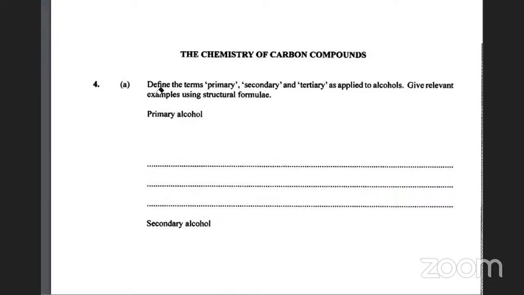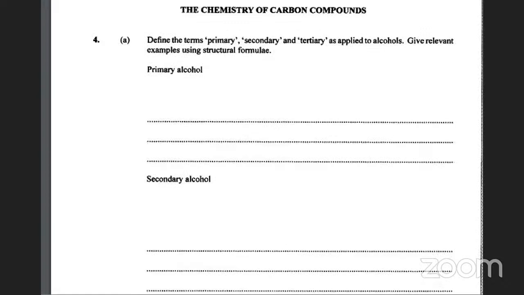All right, so let us just look at which year is this. I think it's still 2017. All right, so define the terms primary, secondary, and tertiary alcohol. Give relevant examples using structural formula. So how would you define primary in terms of alcohol? Primary alcohol could be defined as when the functional group, and you put the OH in brackets, is directly attached to one carbon or one specific group alone.